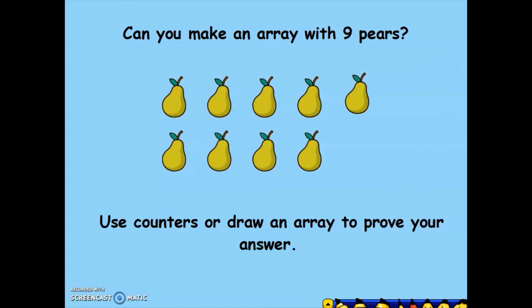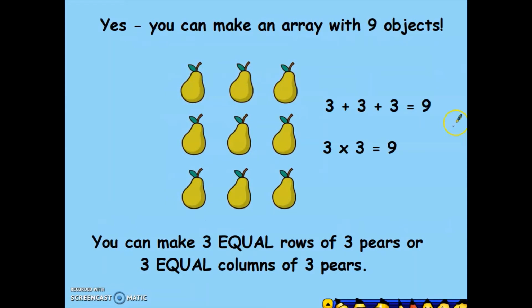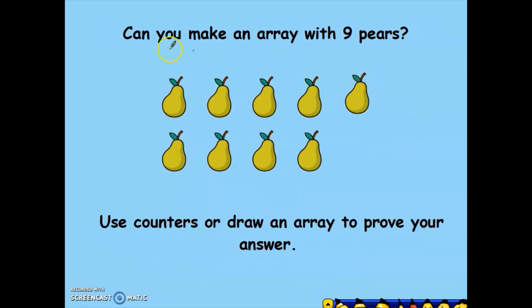Okay, let's find out. Yes, you can make an array with 9 objects. Miss Callahan tried to trick you a little bit there. We know that we can't have unequal groups in our arrays, so when the pairs look like this, we know it's not an array because we've got 5 in the top row and 4 in the bottom row.